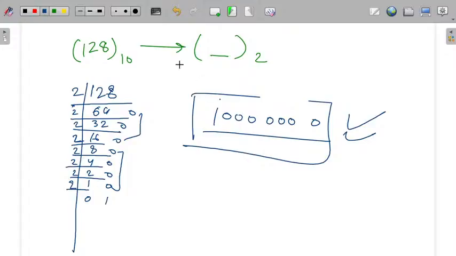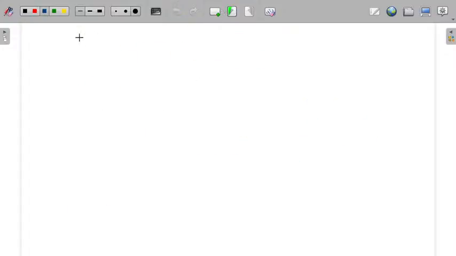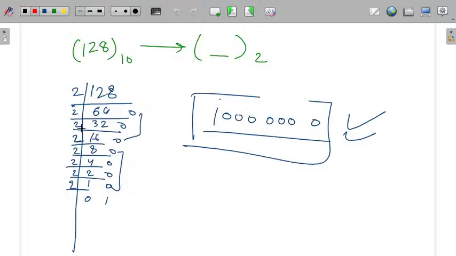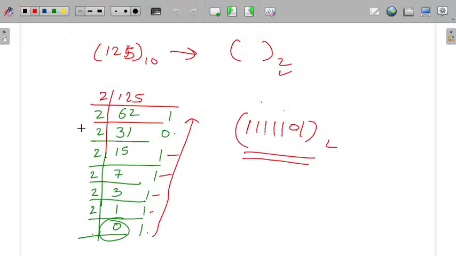Okay, now next, on that day I told you about the conversion of a binary number to a decimal number. To convert binary to decimal, now let's see. Just now we have got these numbers. Okay, I'm going to take this one.